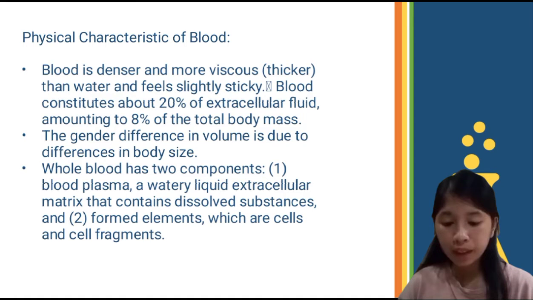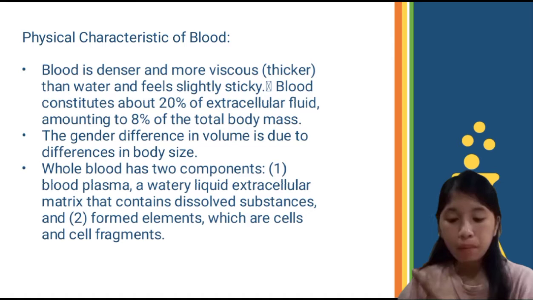There are two components of blood. Number 1 is blood plasma, a watery liquid extracellular matrix that contains dissolved substances, and number 2 is the formed elements, which are cells and cell fragments.